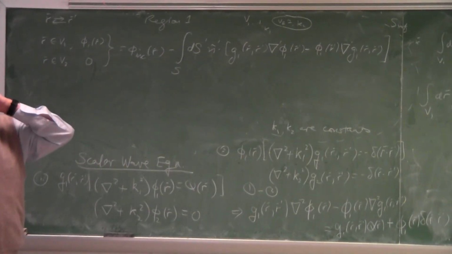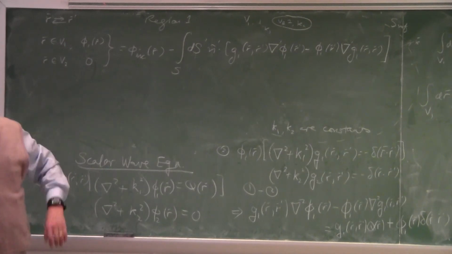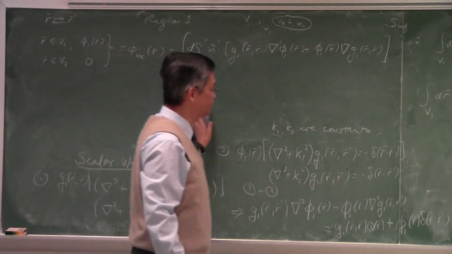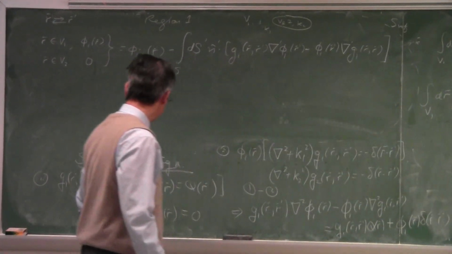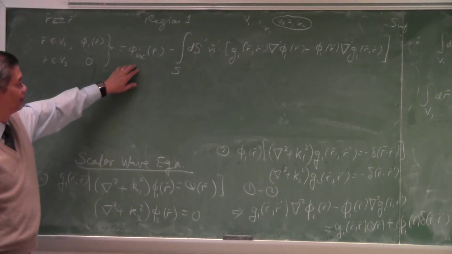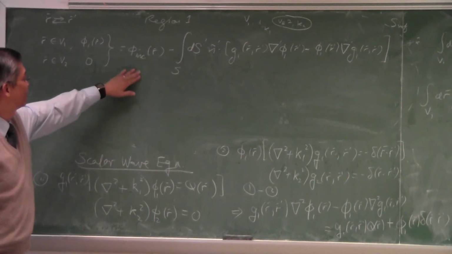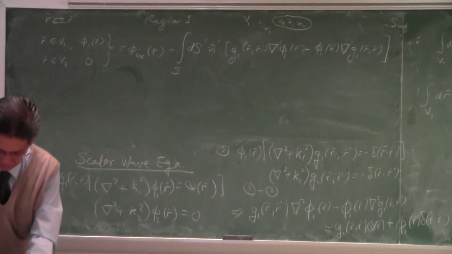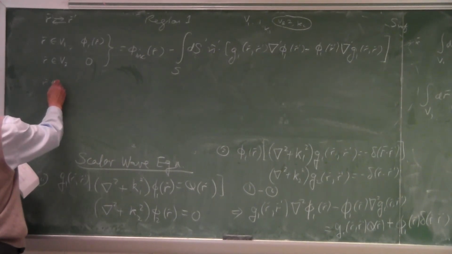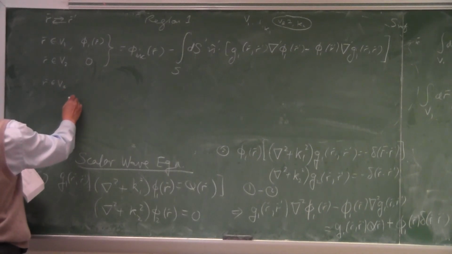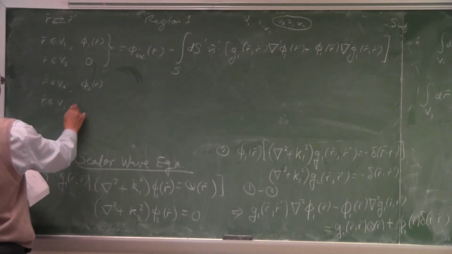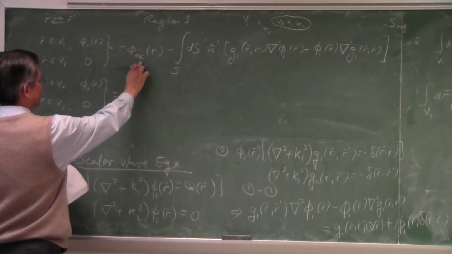You can repeat the same exercise for region 2 using the region 2 Green's function. There's no source in region 2, remember, so this source term would not be there in region 2. If you go through the same exercise, then for R belonging to V2, you get psi 2 of R. If R belongs to V1, you get 0. And this term is not there.